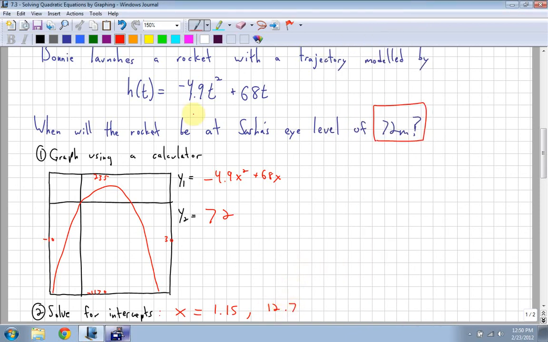And usually, I think this time is measured in seconds, so it'd be at 1.15 seconds, and at 12.7 seconds is where that straight line at 72, where they intersect. Okay?